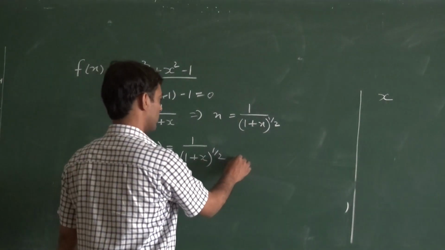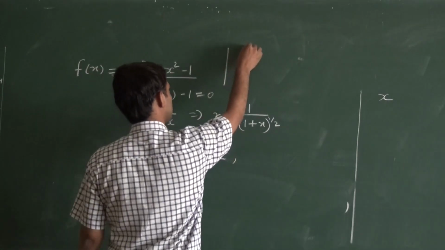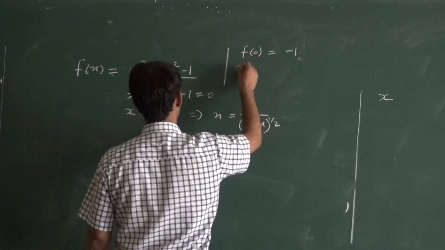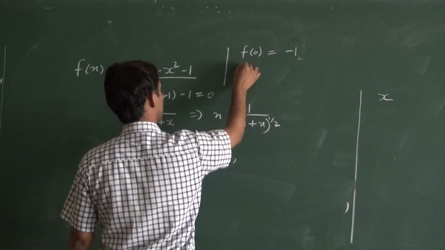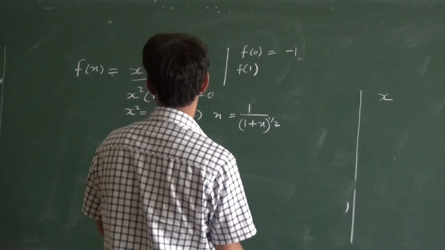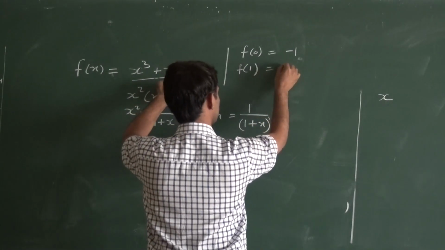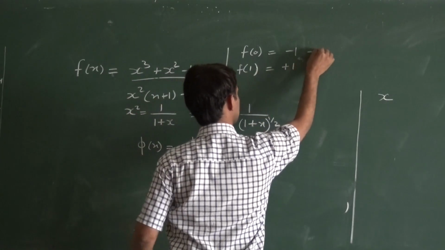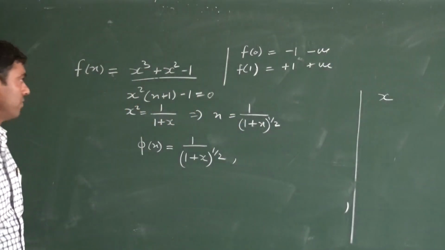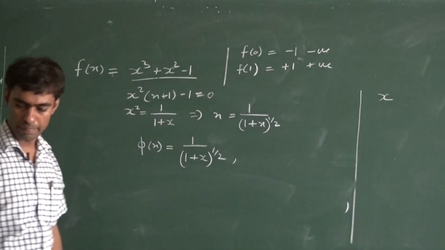So now what is the value of phi dash x? Here, if we consider f of 0, it is minus 1. f of 1 is 1 plus 1, that means 2, minus 1. This one is a negative value, and this one is a positive value. Then we say that one real root lies between 0 and 1.